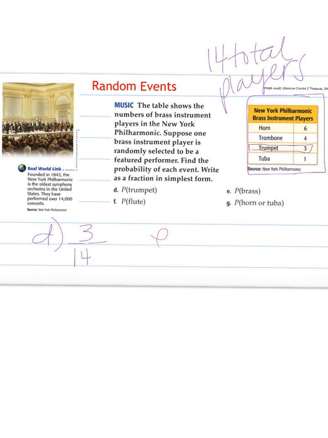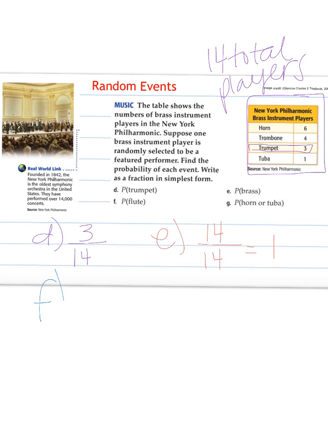Okay, next one, the probability of it being a brass player. Well, all of these are brass players. So there's 14 possible people that they could pick from out of 14, which is just 1. So it is a given that they will pick a brass player.